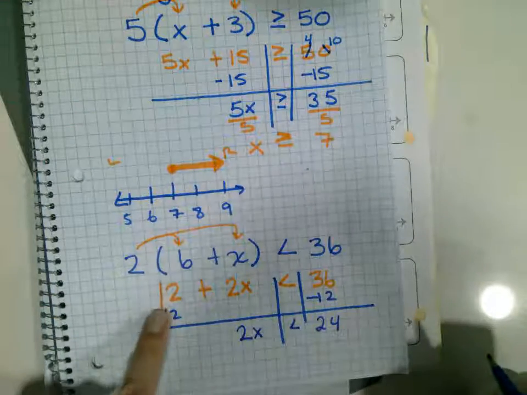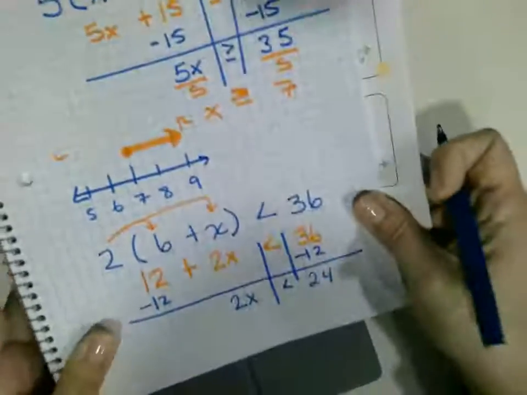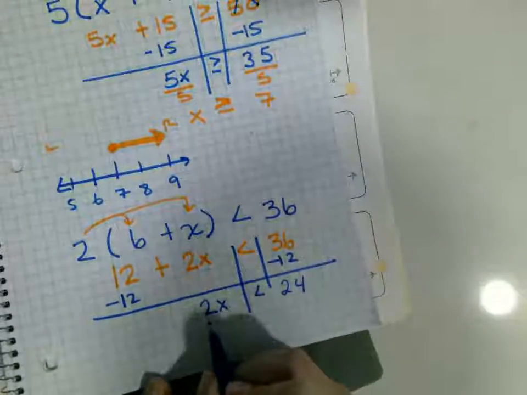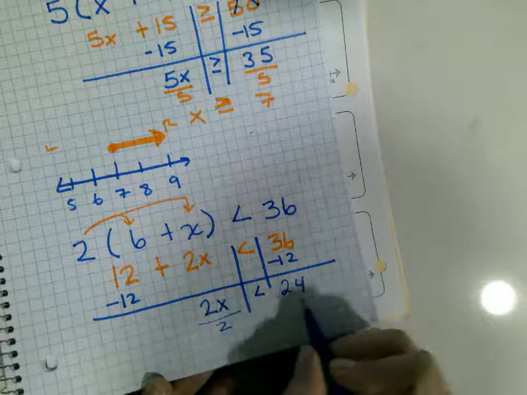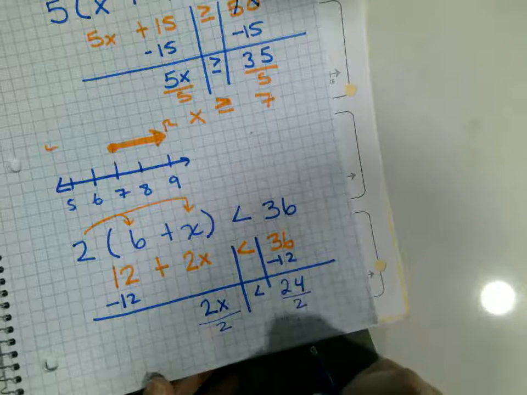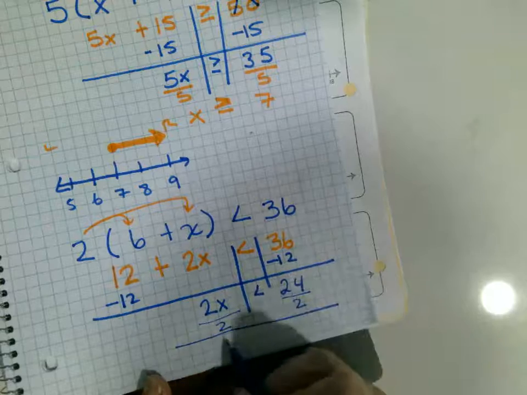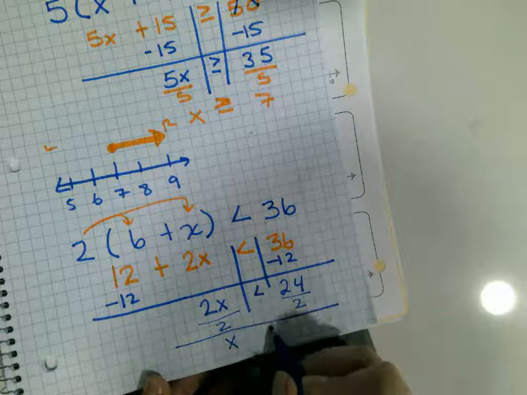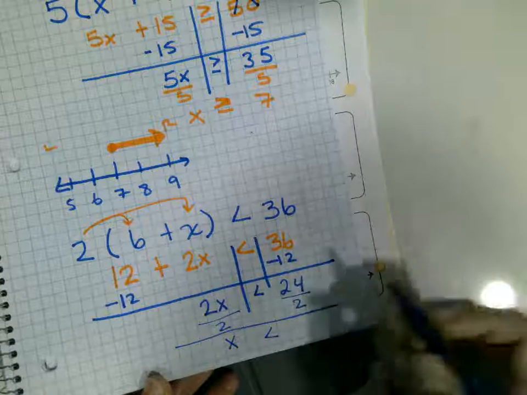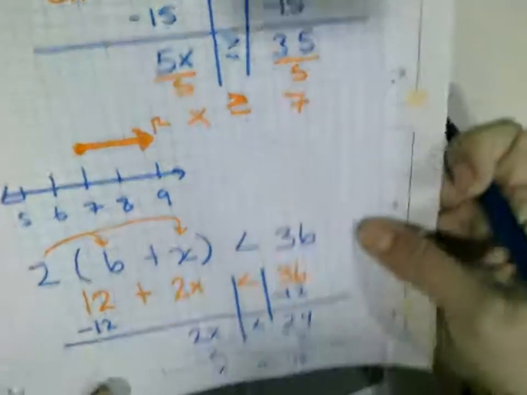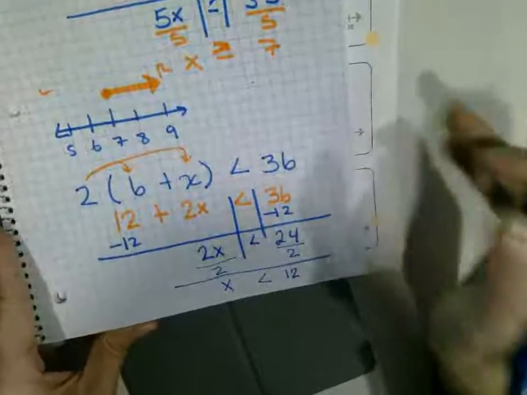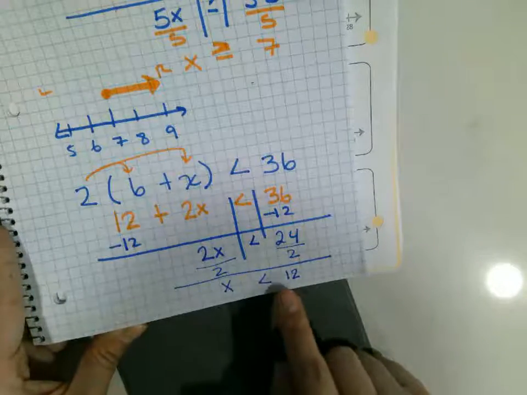This gives us 0, which is what we want. We're going to now move the 2 by dividing by 2 because this means multiplying. So we have to do the opposite by dividing by 2. So we have x, we bring down this, is less than 24 divided by 2 is 12. All right. So now I get to graph this. x is less than 12.